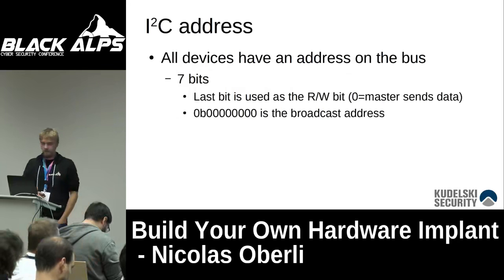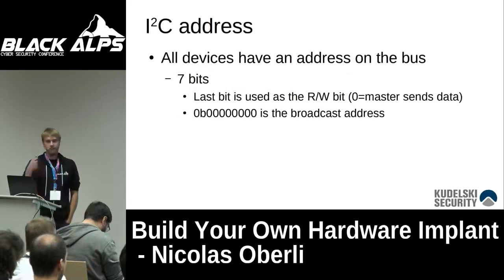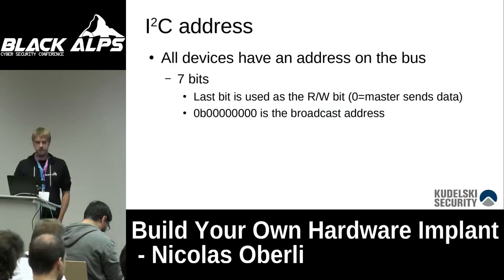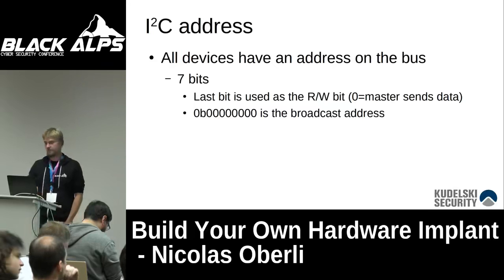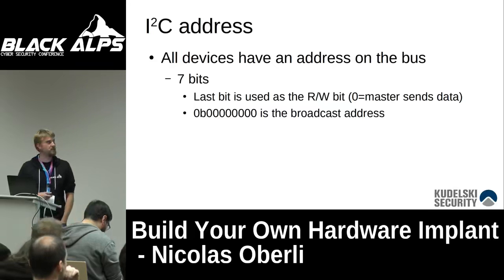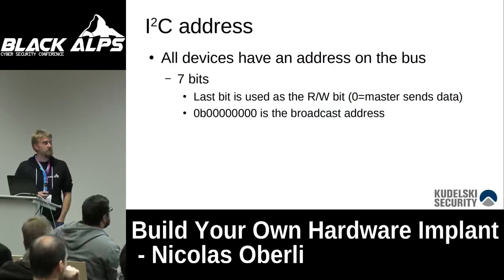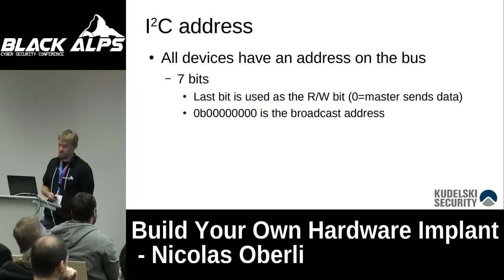Still in I2C, all devices have an address because it's a bus. It's pretty much like on a network. Every device on a network has an address. It's the same for I2C. By default, the address is on 7 bits.